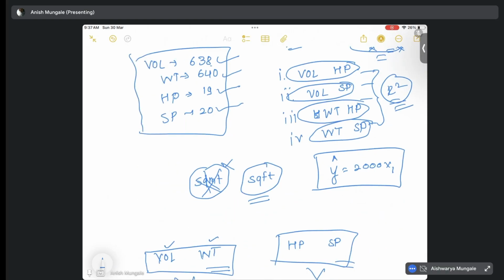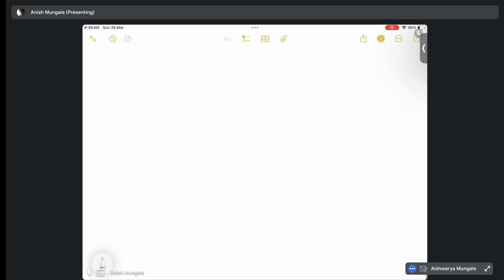Once we have the pair, now we need to eliminate one of them. So if I have the volume and weight pair, I need to eliminate one of the features from here. I had four features earlier: volume, weight, horsepower, and speed.